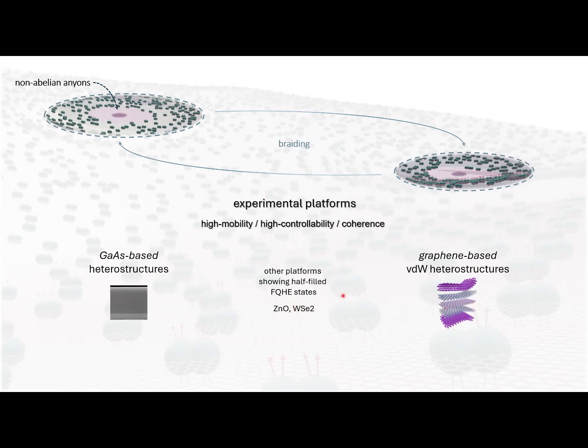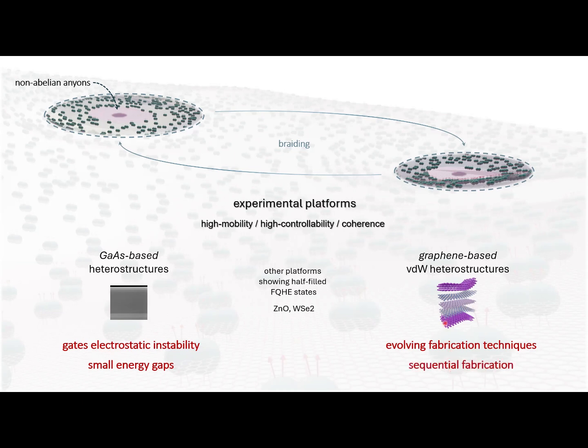Now, each of these platforms has its advantages and disadvantages. For example, gallium arsenide, because of the superlattice doping that one needs to create in order to see even denominator, has gate electrostatic instability. It also has relatively small energy gaps. On the other hand, in graphene-based van der Waals heterostructure, the fabrication techniques are actually not well developed. We still need to develop some of them. You also do sequential fabrication, which means you do one device after the other. For example, in gallium arsenide, you can do 32 devices in parallel. And that's, for an experimentalist, a very important advantage.